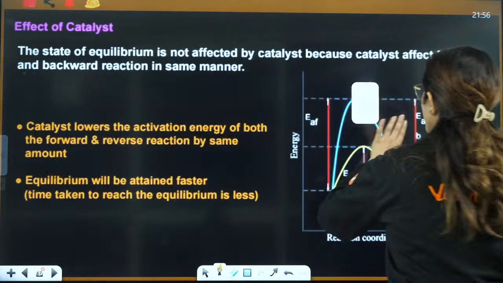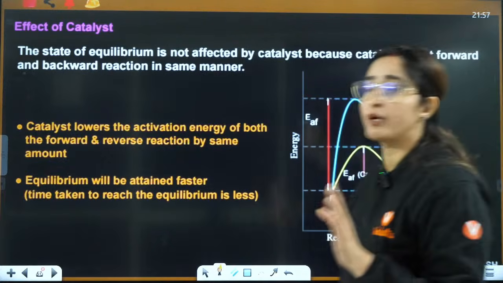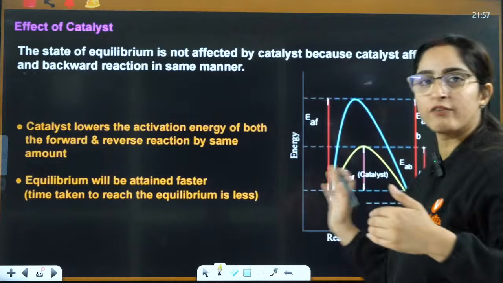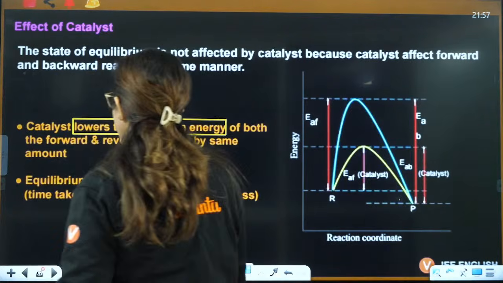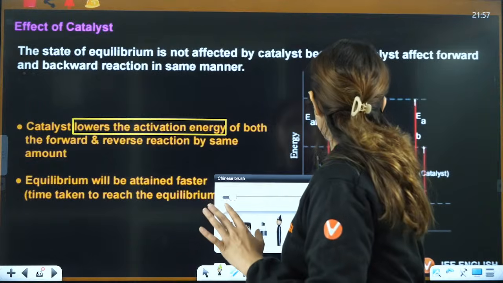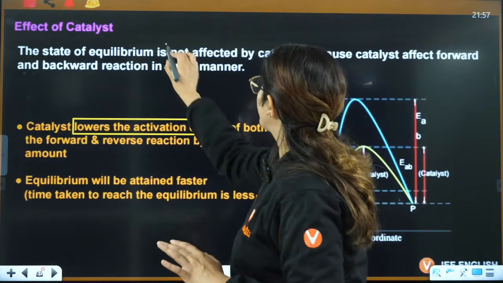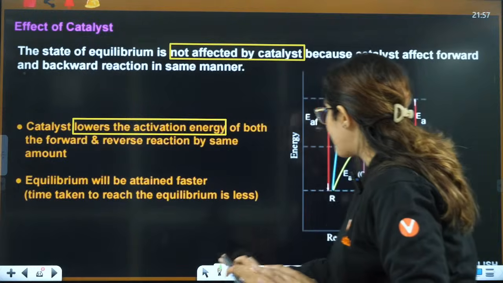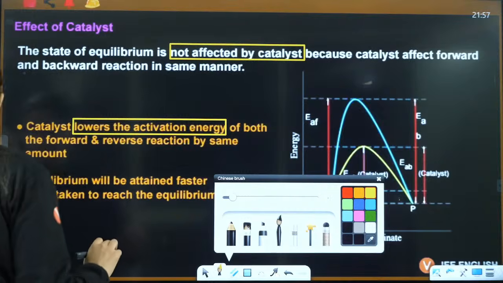So a catalyst only changes the activation energy, it has no effect on changing the equilibrium, right? If it changes the forward reaction, it also changes the backward reaction as well. So a catalyst lowers the activation energy, and equilibrium will be attained faster. The equilibrium is not affected. Forward and backward reaction both are changed to the same extent by the catalyst, right?